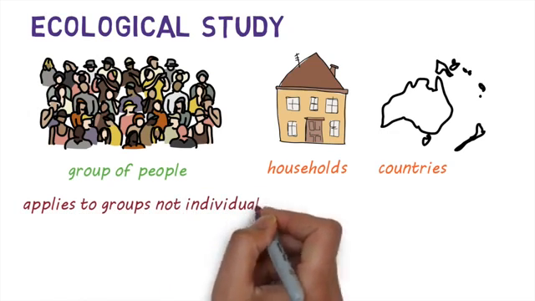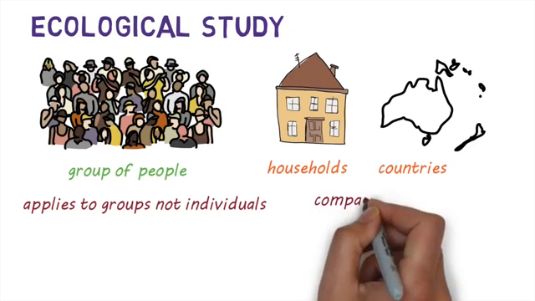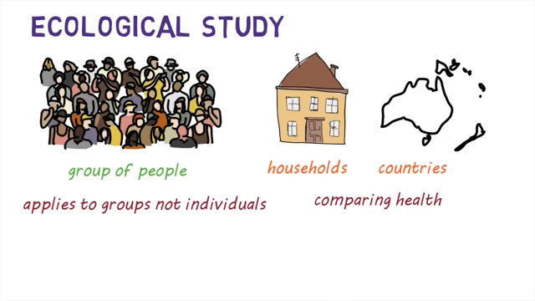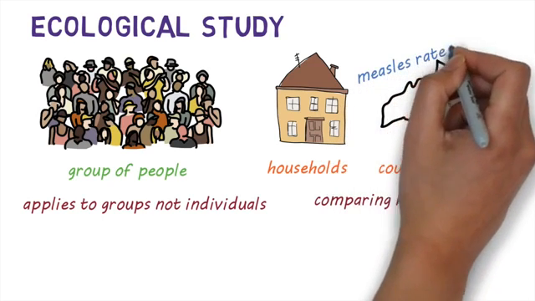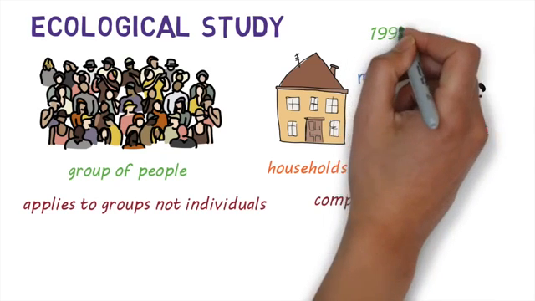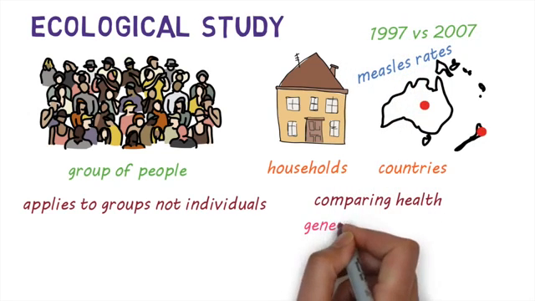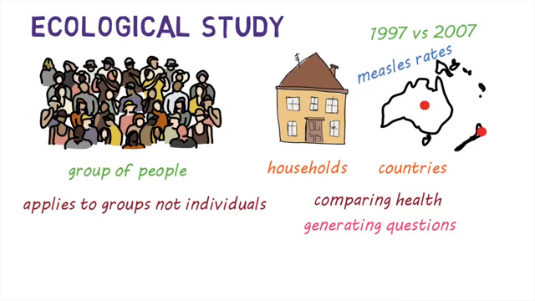It's important to remember that results and conclusions from ecological studies apply to a group and not to individuals. Ecological studies are useful for comparing the health of populations in different places, such as measles rates in Australia and New Zealand, or at different times. They're also useful for generating questions and highlighting issues that can lend themselves to future investigations or studies.